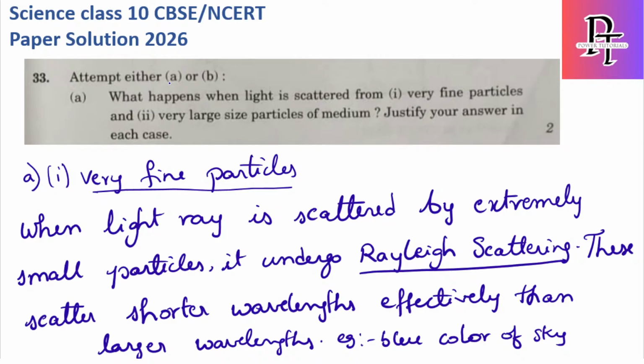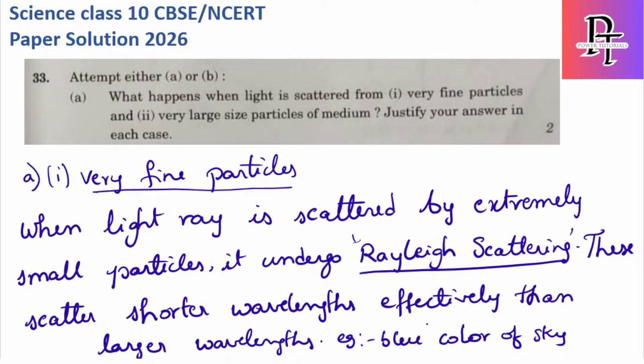Okay, so what is the A part? What happens when light is scattered from very fine particles and light is scattered from very large particles of a medium? Just write your answers for each case. For very fine particles, the light ray will scatter, but it will undergo Rayleigh's scattering. I have underlined this because the examiner will also look for keywords.